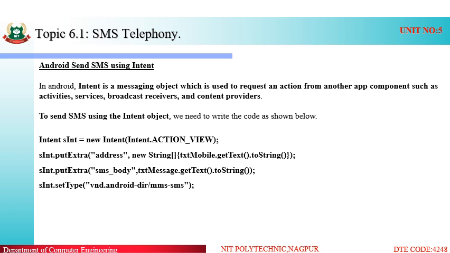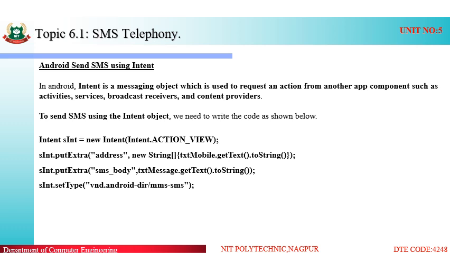putExtra means additionally we are putting some extra contents with our intent object. So we have specified the address, that is our mobile number, as a new string, so the mobile number is converted into a string by using the toString function. For sending our message, we have to give the mobile number also. We have to enter the mobile number and the body of the text we need to send as an SMS. Whatever mobile number we have inserted into the text box is converted to a string.